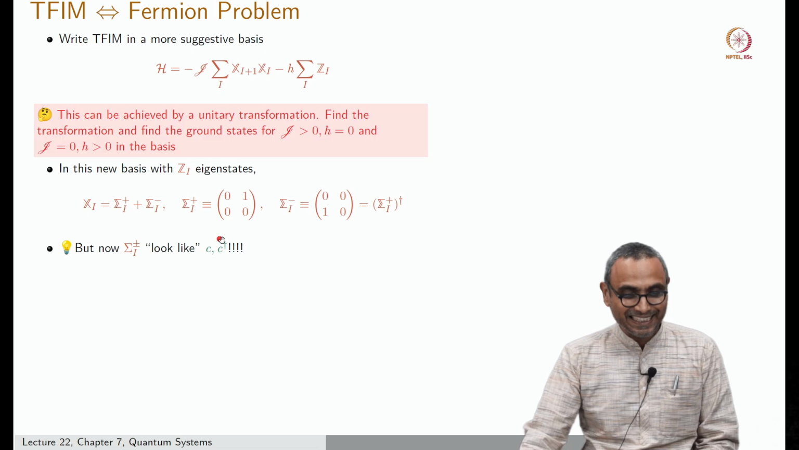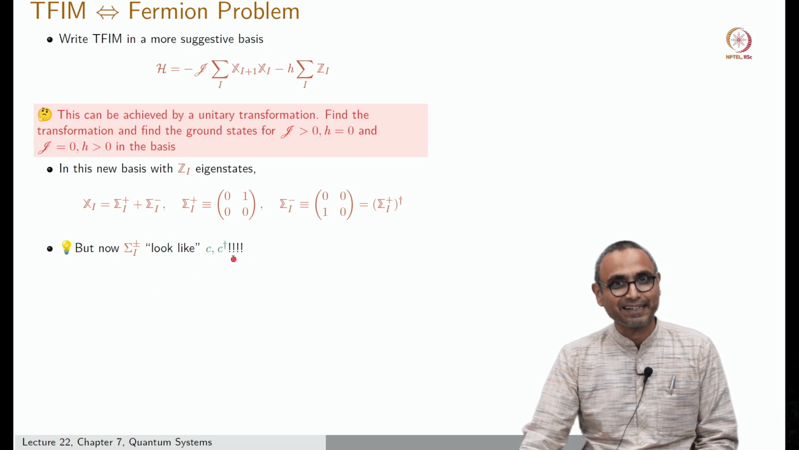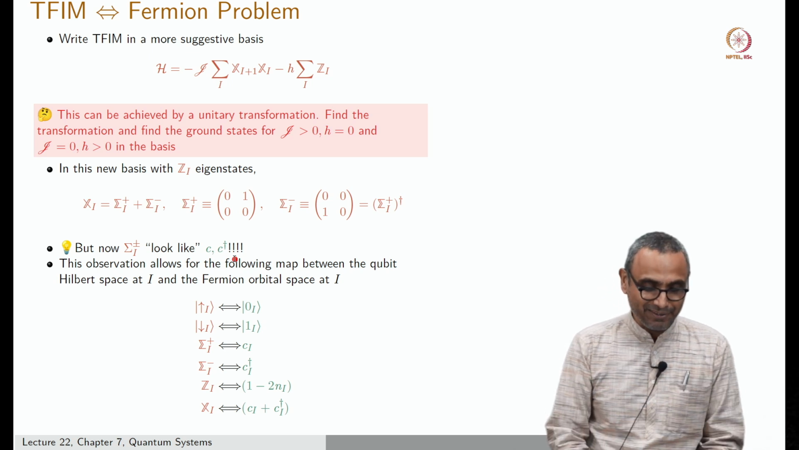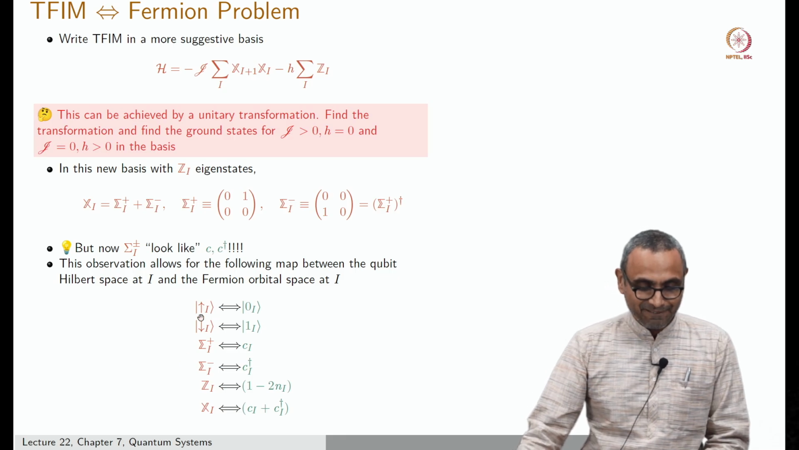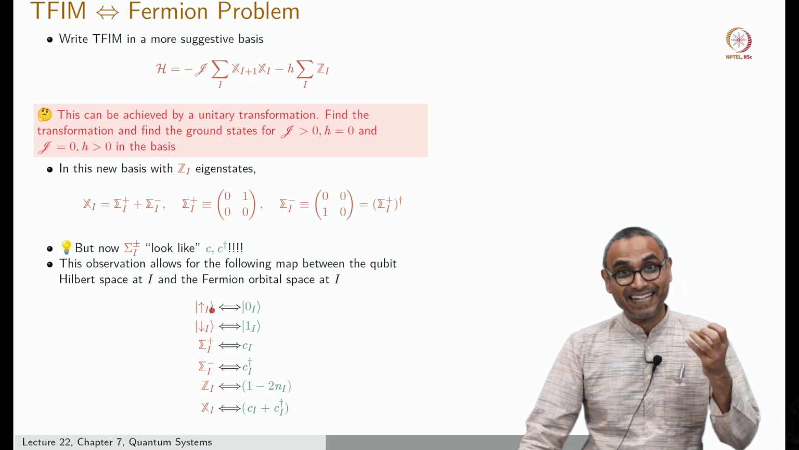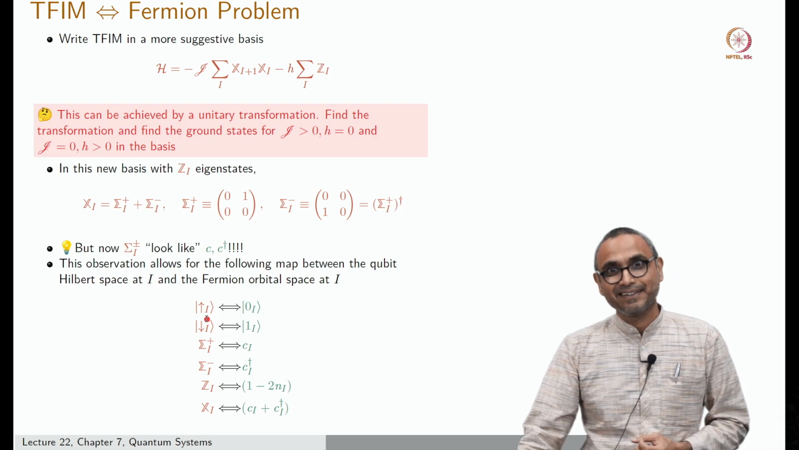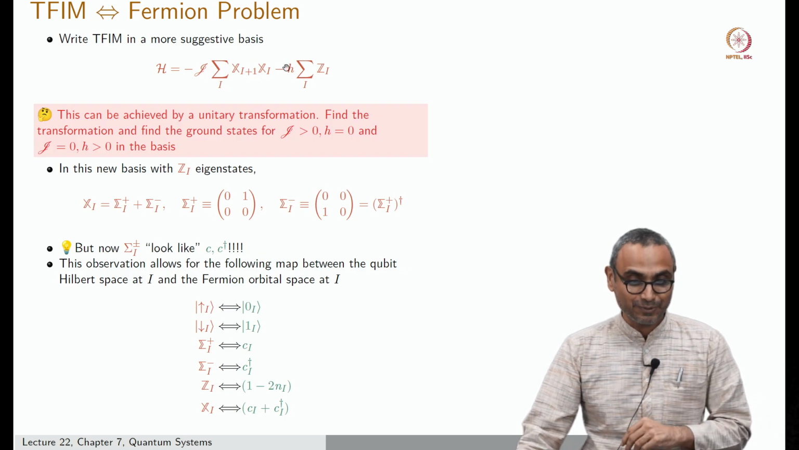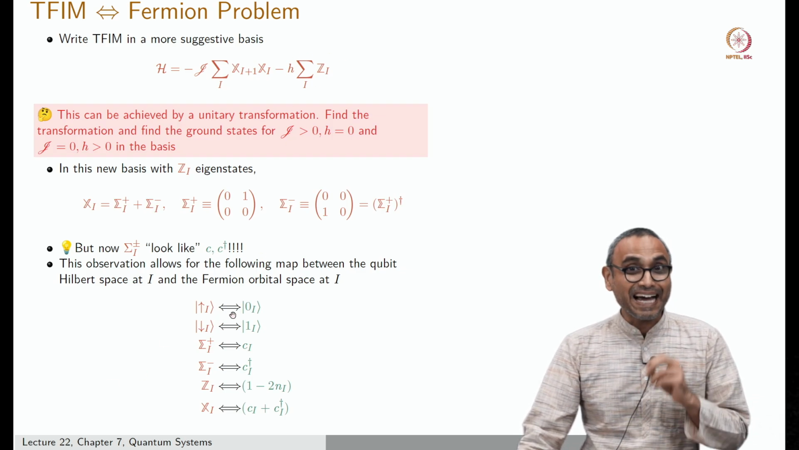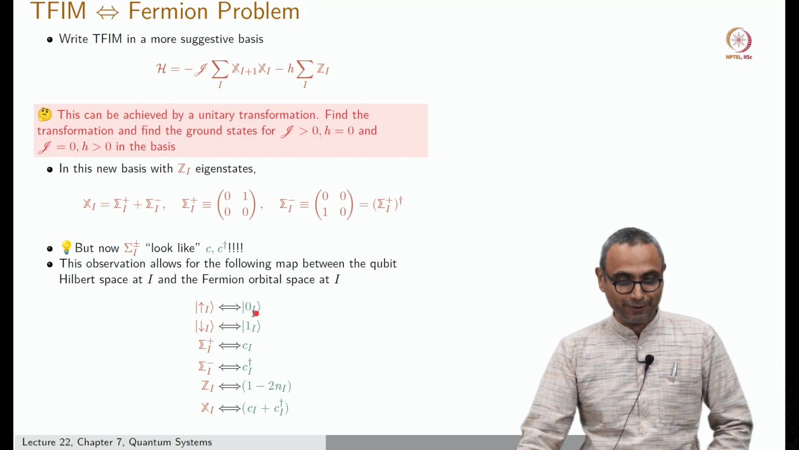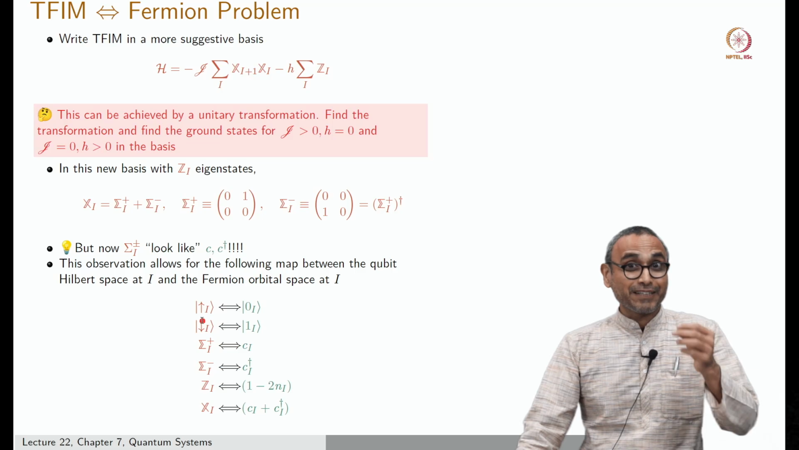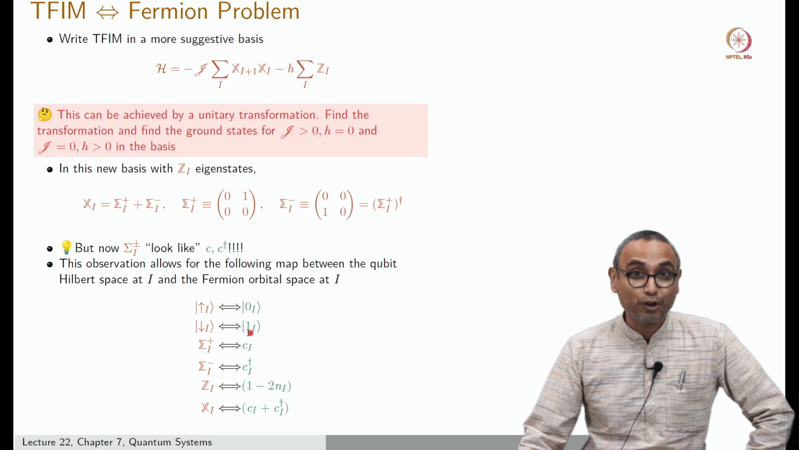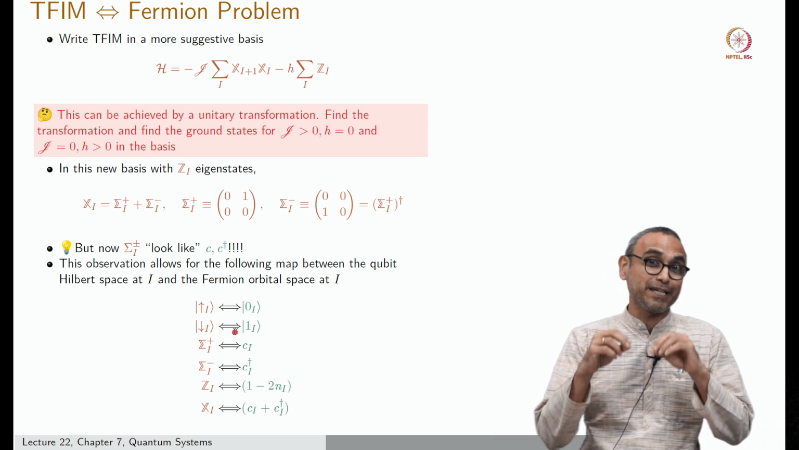So given this realization that these things look like C and C dagger, we try to make the following map. We become a little brave and we say that the up state at site i, remember that has no Z flip particles, we consider as the vacuum of the fermion. And if I have the down state at i, then I have one Z flip particle there, therefore I think of it as having a fermion in that state.